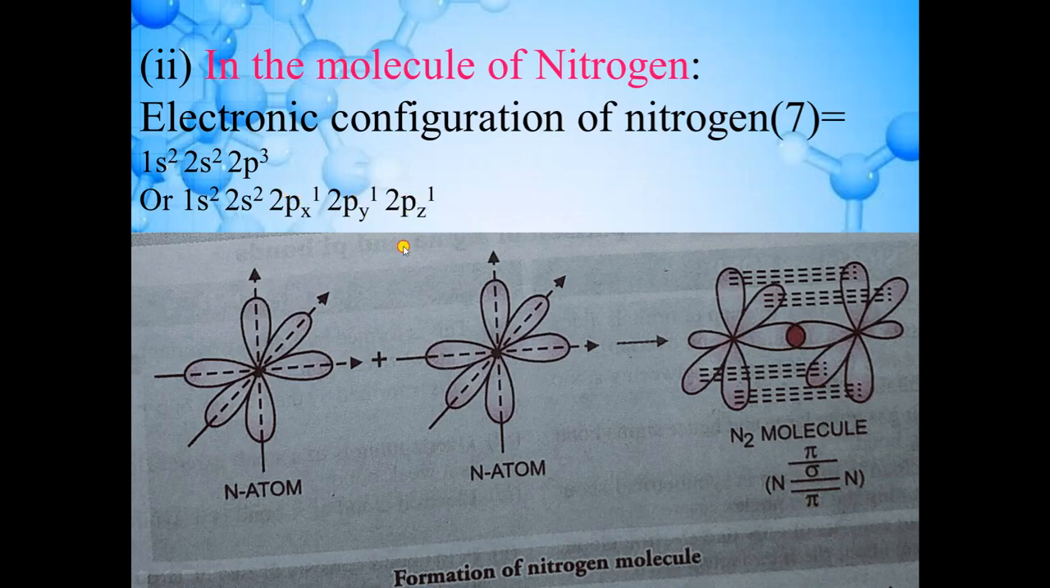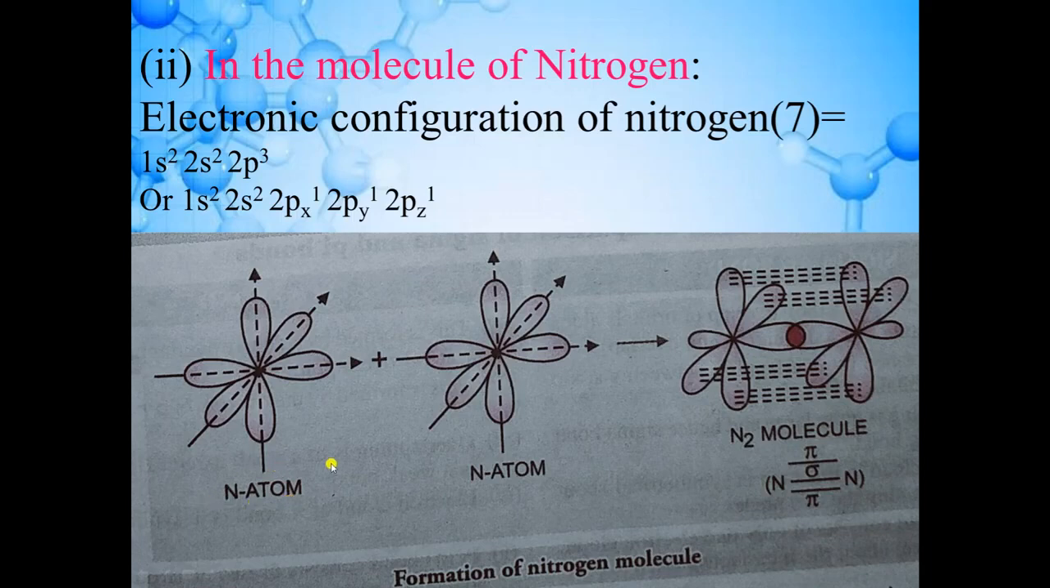So now what will happen? One nitrogen atom will combine with another nitrogen atom. Here we will draw the shape of 2px, 2py and 2pz orbitals. So this is 2px, 2py and 2pz. There will be overlapping between them. So how will the overlapping be there? Look at this structure.